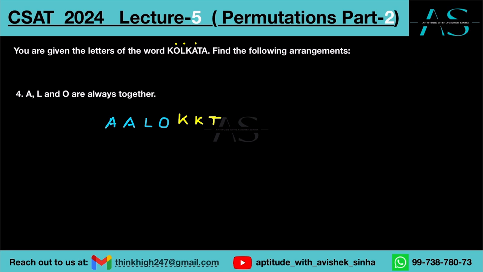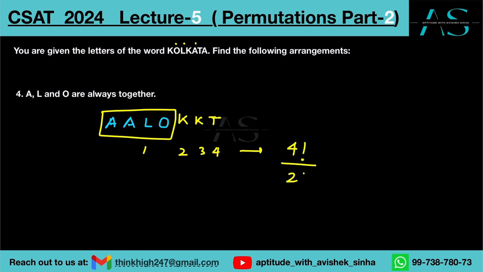Now, these are always together. This is one unit, this is the second, third and fourth unit. So 4 factorial upon 2 factorial for these 2 Ks, into, now break the box. How many elements are there in the box? 4. How many are repetitive? A is repeating 2 times, so 2 factorial. And that is our answer.